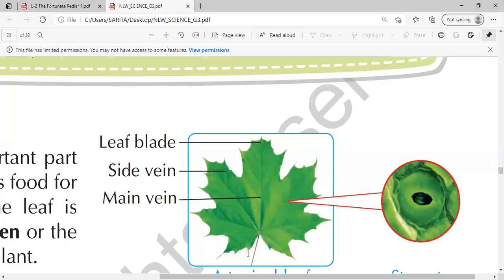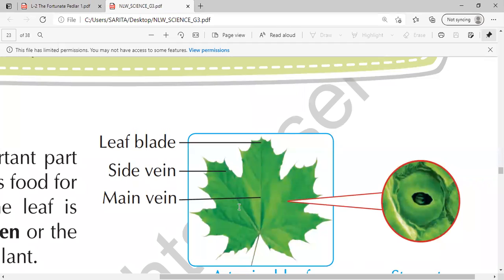I am repeating everything. This stalk is called the petiole. Here it is attached with the stem. And this thick line is the main vein, or midrib. And these small lines, all these lines, are called side veins.